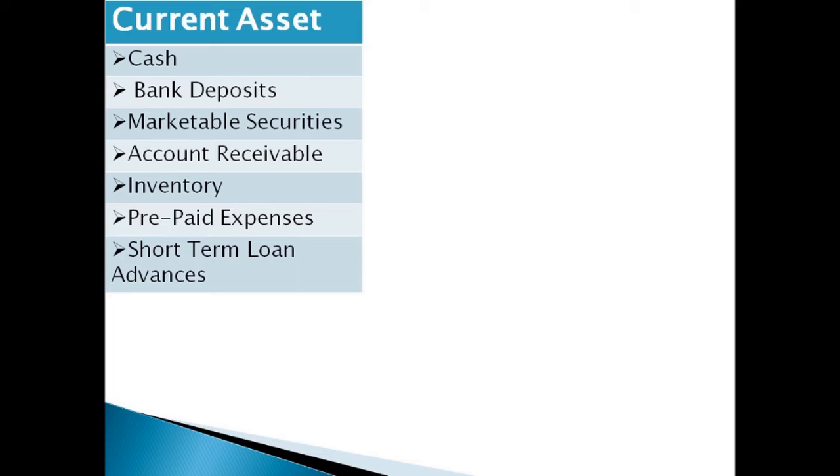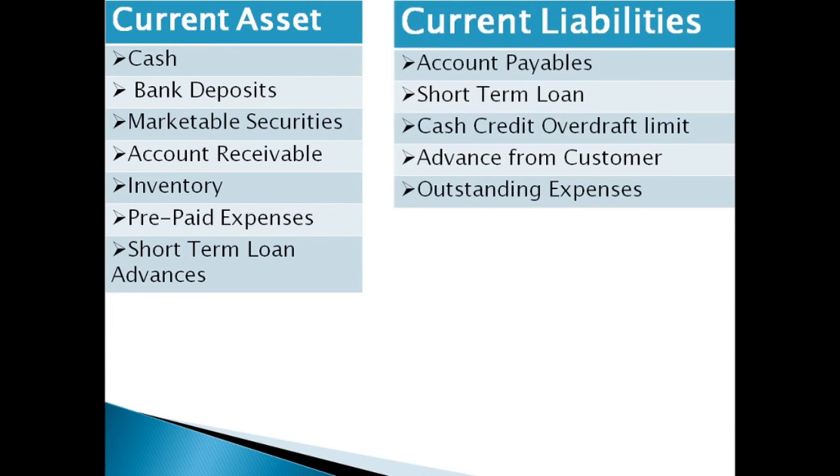So now let's see what are current liabilities. Current liabilities are the short-term obligations that need to be paid within the current financial year. To run my business, I have a lot of expenses that I need to pay on a regular basis. Those are called current liabilities. So what are the different types of current liabilities?